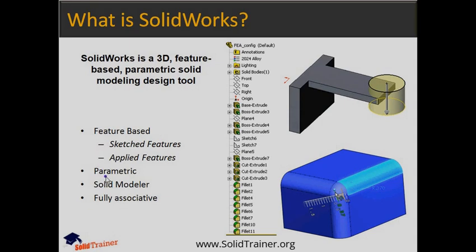Parametric. The dimensions and relations used to create a feature are captured and stored in the model. This not only enables you to capture your design intent, it also enables you to quickly and easily make changes to the model.